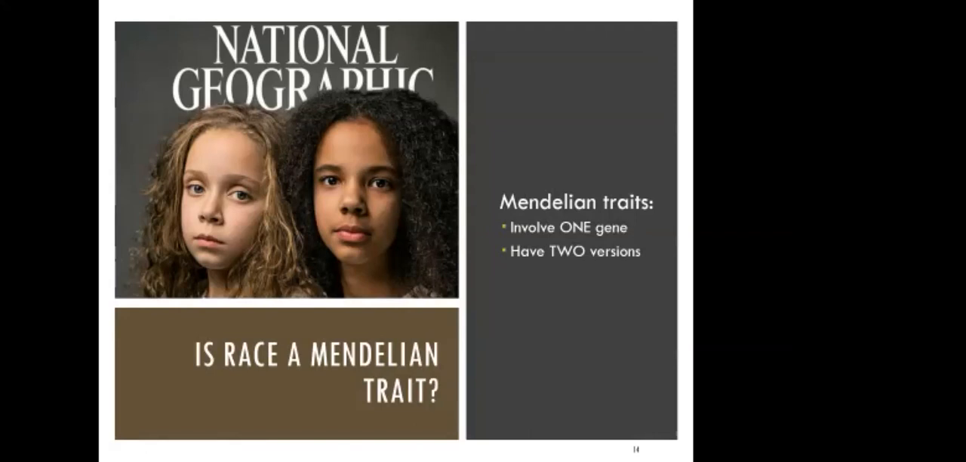No. The picture we have here was on the cover of National Geographic, and these two girls are twins. They were born at the same time. They have the same parents. And as you can see, they have very different complexions. They have different eye color, different hair texture.